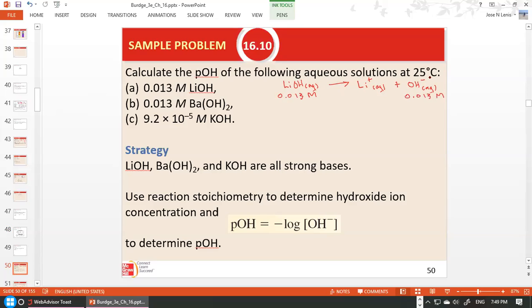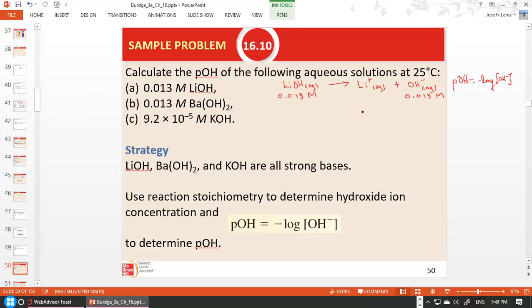Therefore, we can calculate not the pH, but the pOH, because we don't have hydrogen ions here. So we cannot calculate pH directly. Instead, we have OH minus. So we can calculate what? pOH. That's why we learned the application of negative log of X equals pX. In this case, negative log of OH minus equals pOH. pOH is the negative log of the concentration of OH minus.